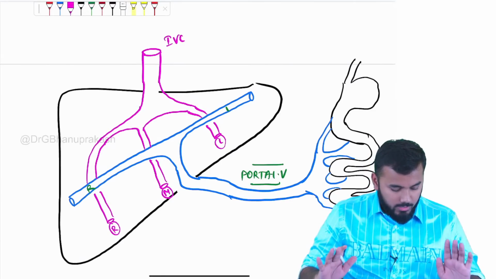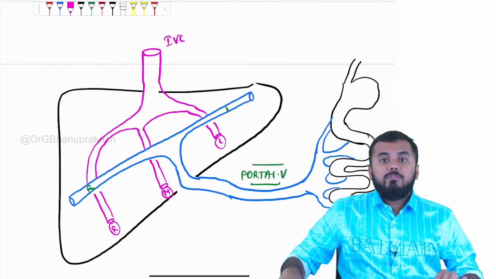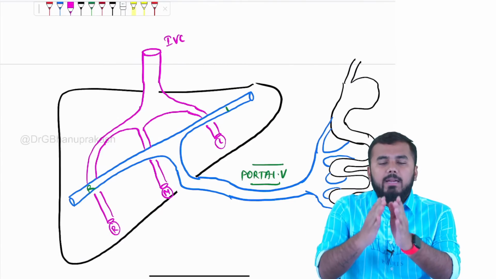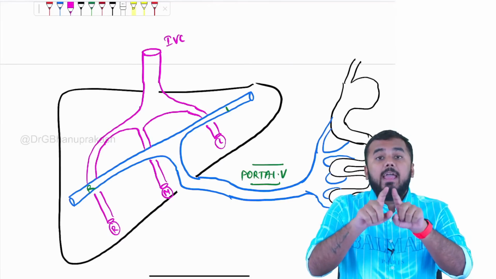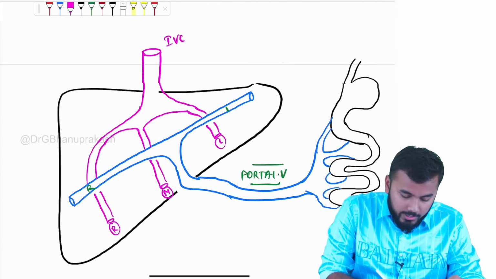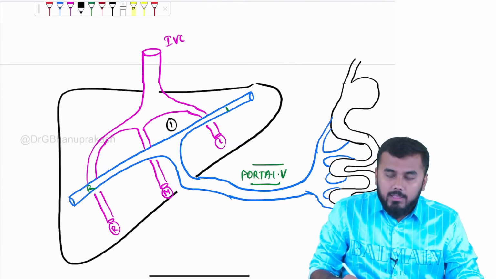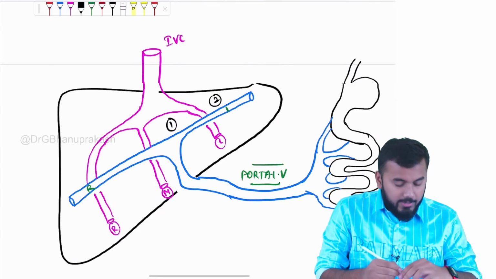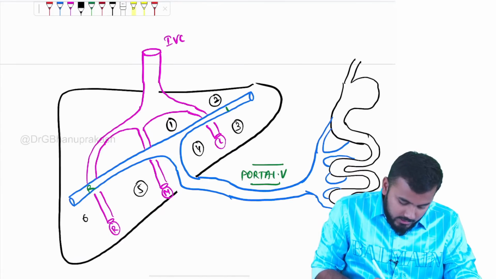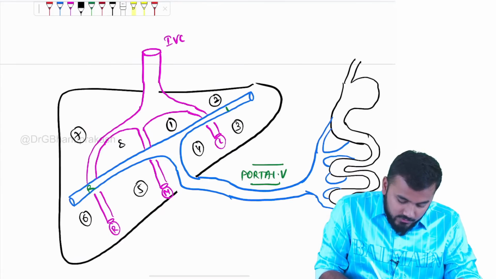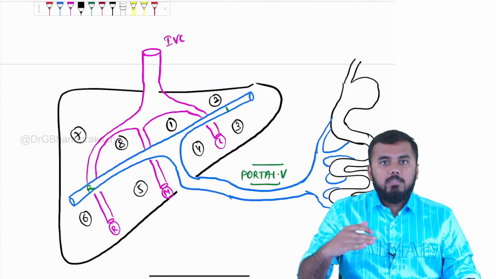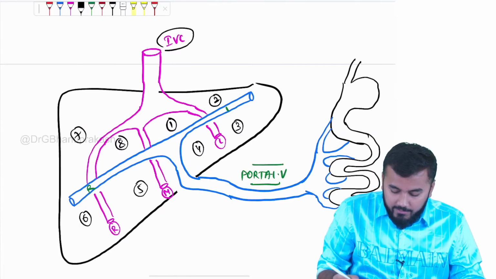Now, because of the right and left portal vein, and the right, middle, and left hepatic veins, I have divided the liver completely into 8 segments. Look here. This is the first segment of the liver, this is the second, the third, the fourth, and the fifth, sixth, seventh, as well as eighth. I have divided the liver into 8 segments with the help of the inferior vena cava and portal vein.